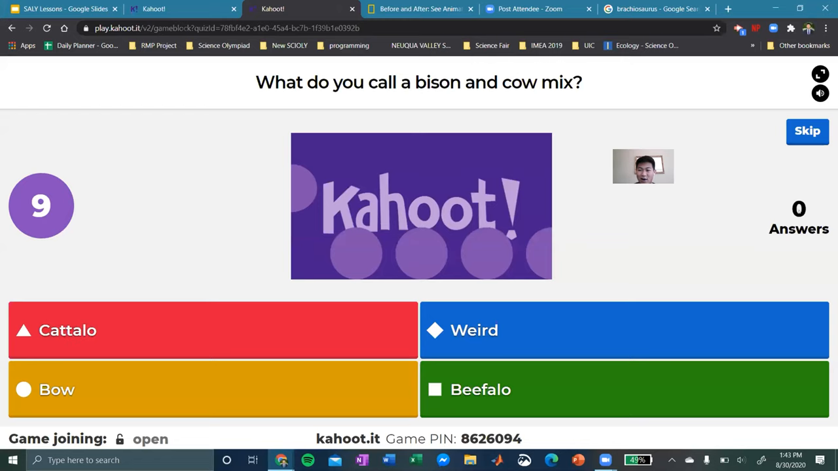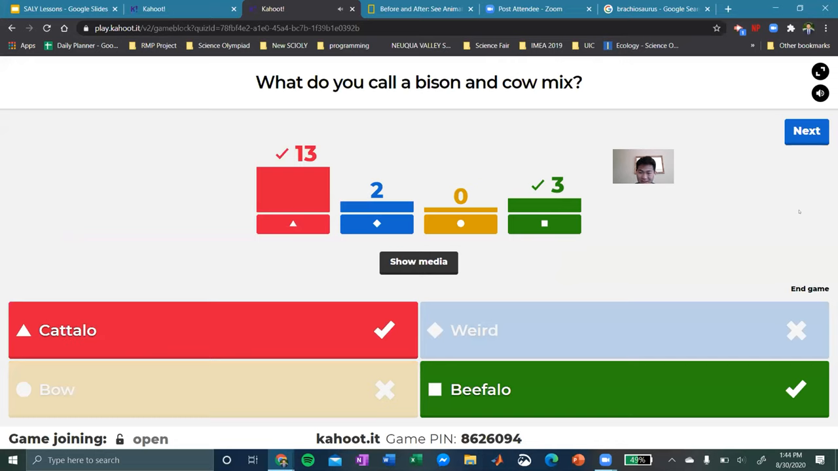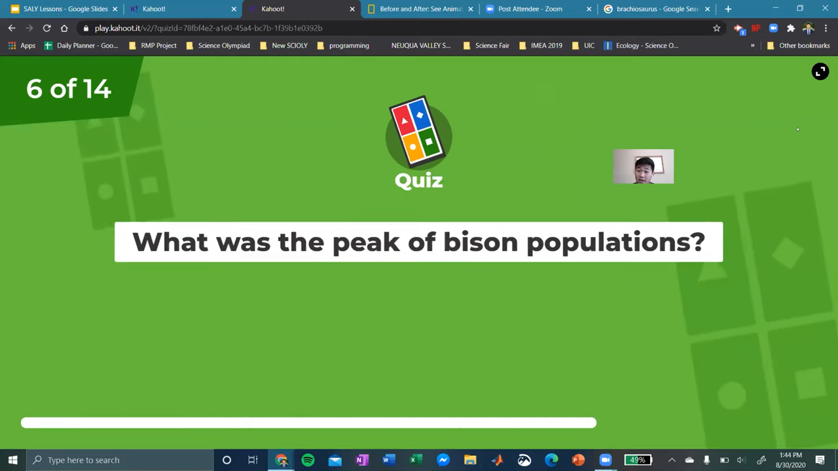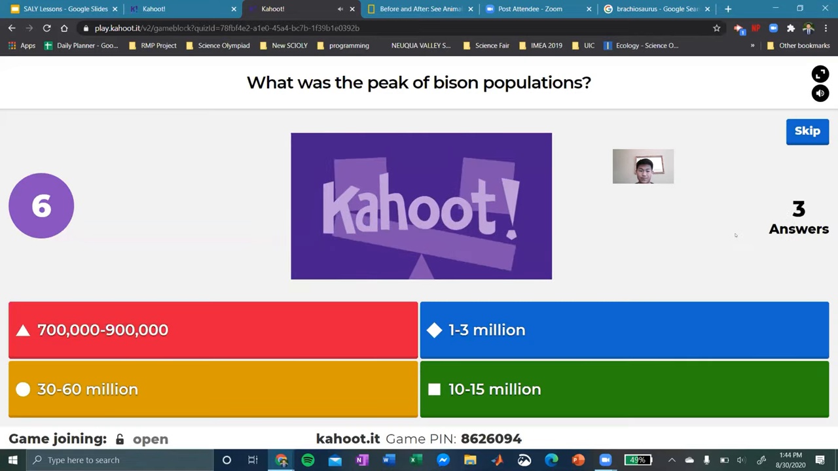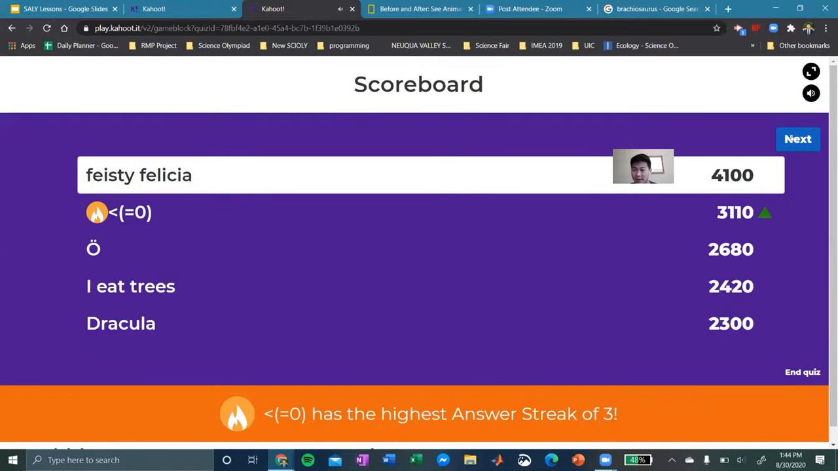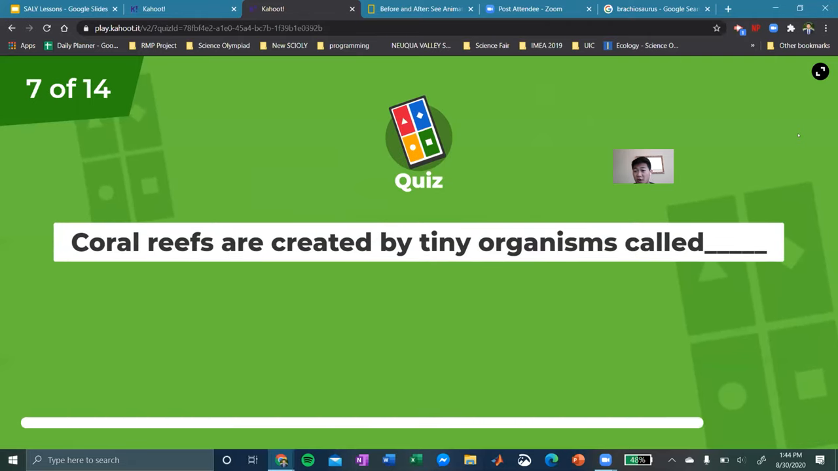What do you call a mix of a bison and a cow? Okay, the answer is a cattalo or a beefalo, which are, you know, made up names, but I think they're pretty funny. Okay, what was the peak of bison populations? Okay, the answer is 30 to 60 million. So nowadays, there's less than a million. I believe it's like 600,000. So there's a lot less bison now, if you remember from our bison lesson. Okay, good job to these people and everyone else too. So coral reefs are created by what?